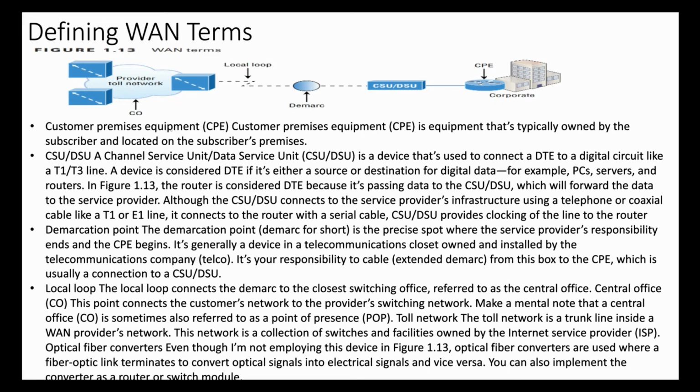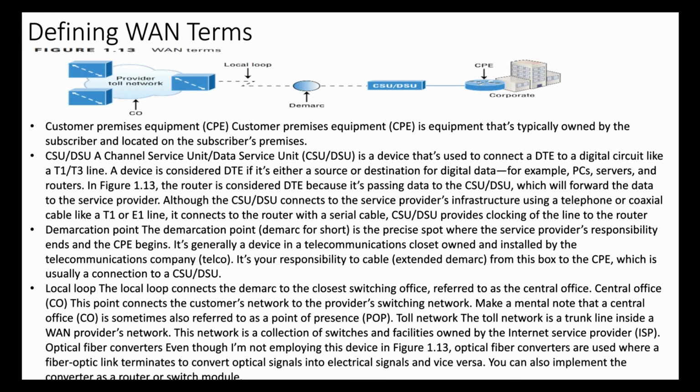Okay, now let's talk about CPE. CPE is defined as customer premises equipment. Customer premises equipment, CPE, is equipment that is typically owned by the subscriber and located on the subscriber's premises. Let's say you are a company and the CPE is located at your company, because it's customer premises equipment and it is owned by you.